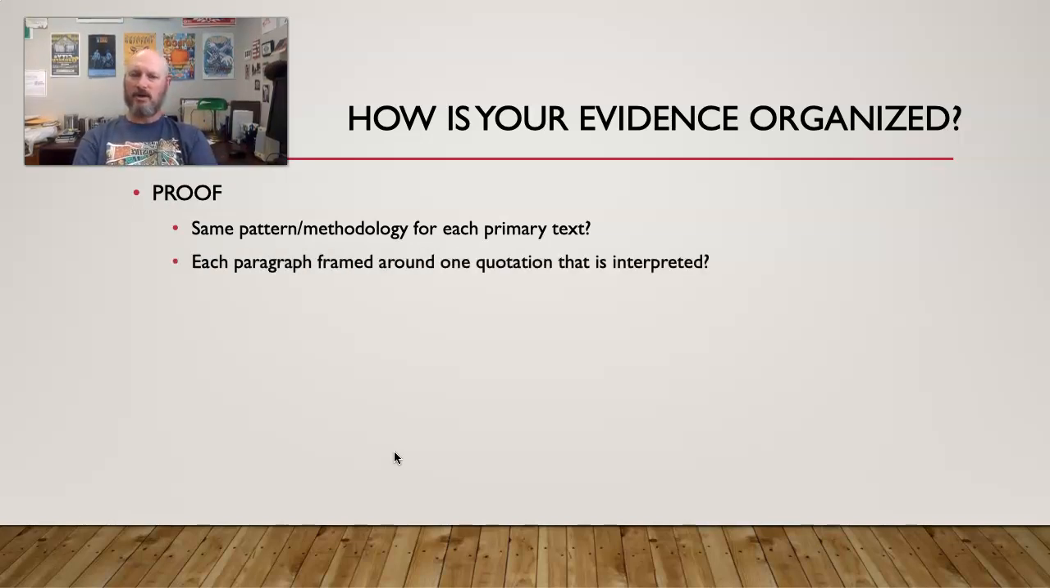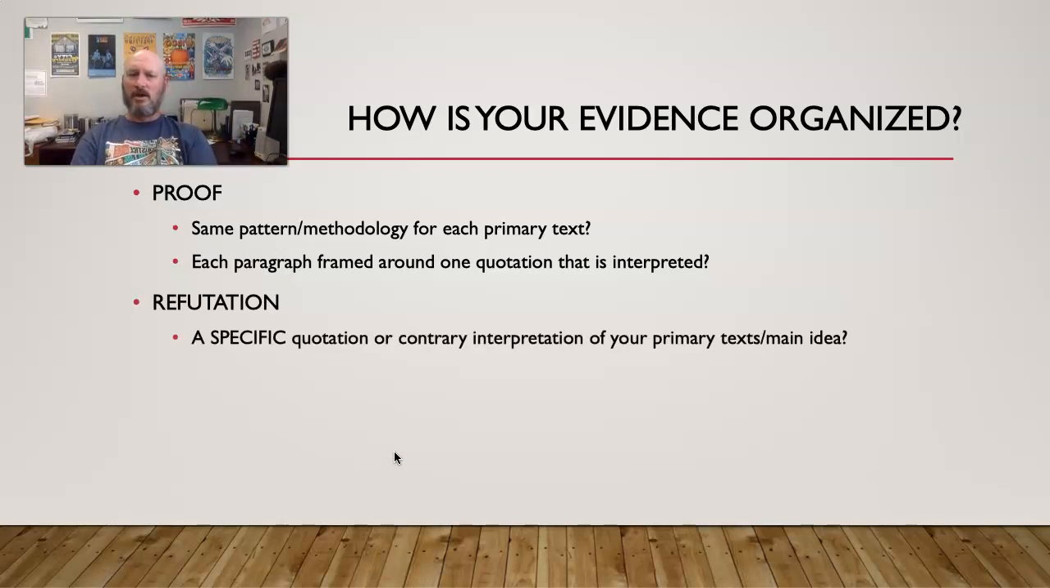You also want to make sure that every paragraph is built around a hero, and that hero is specific evidence from the text. You want to make sure that you're following the 70-30 rule, that 70% of the overall text is your thinking, you're introducing quotations, and you're interpreting them, and the other 30% is quoted material.